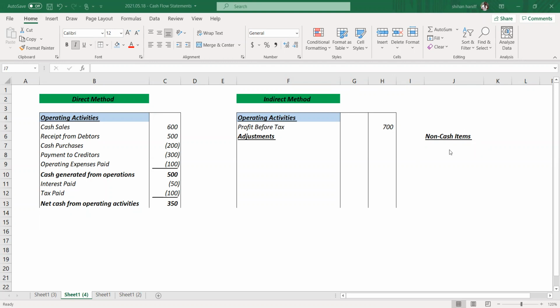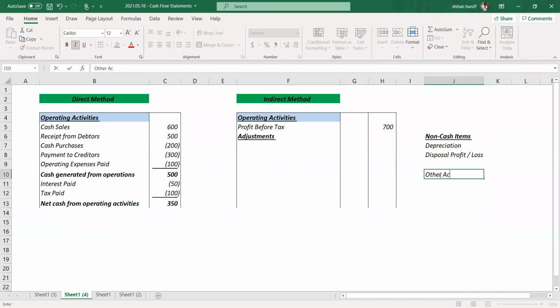Non-cash items are, one is depreciation. Then we have disposal, profit or loss. It's not a cash receipt or payment. And also there will be other activities.